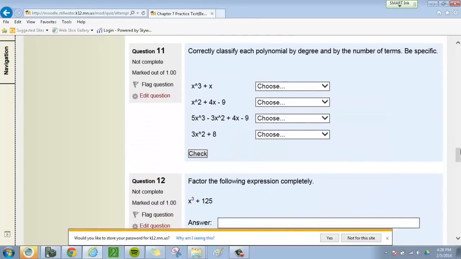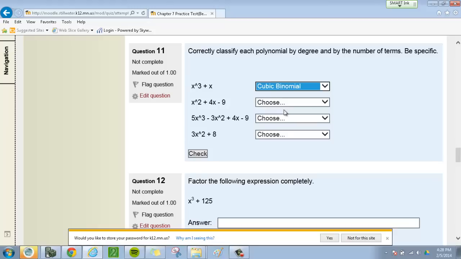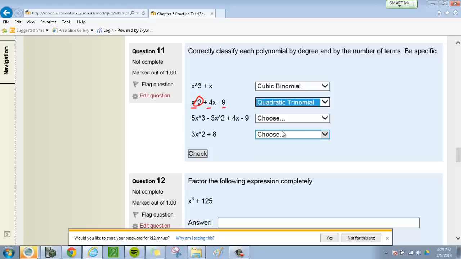It says correctly classify each polynomial by degree and by the number of terms. Okay, let's take a look at this first one. The first one's a 3rd degree, that's cubic, and there's 2 terms, so that's a cubic binomial right there. The next one has the biggest degree, this 2 right here, so that's quadratic, and there's 1, 2, 3 terms, and you can't combine anything, right? There's no like terms to combine, so that is a quadratic trinomial.